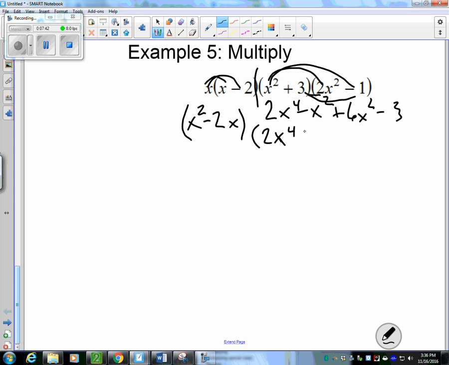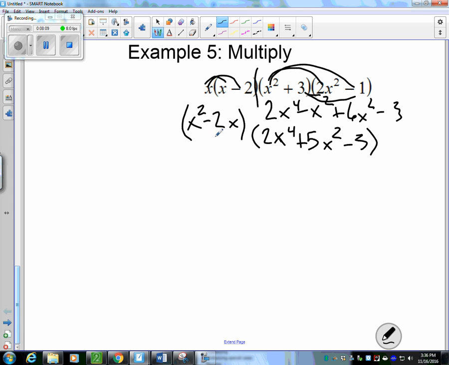plus 5x. That's not a 5. I hear you guys probably laughing at me. 5x squared, and then minus 3. Why are my 3's so weird? Alright, so we have a binomial now times a trinomial.